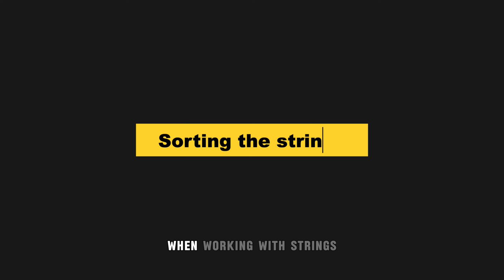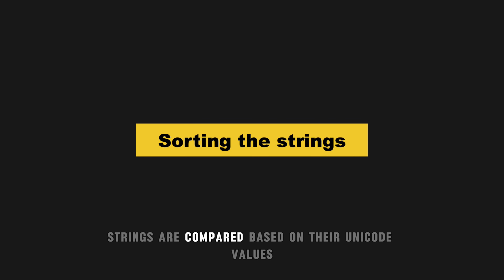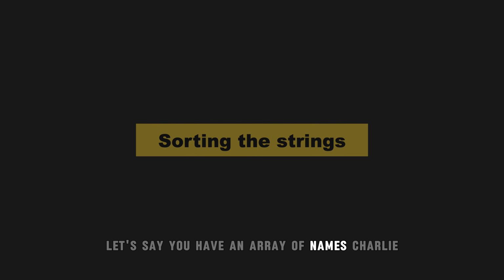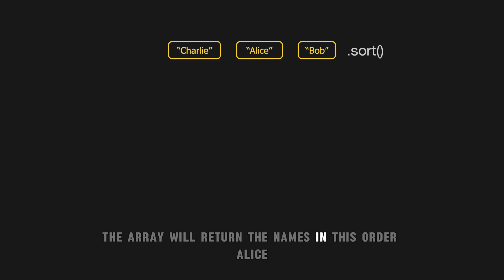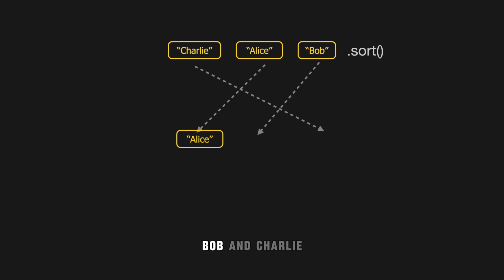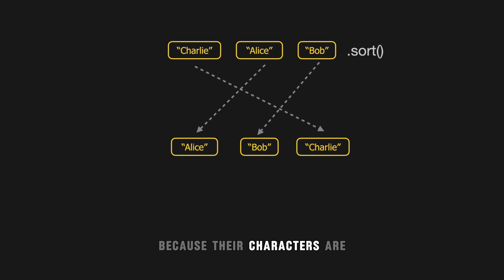Next, let's look at sorting strings. When working with strings, the default behavior of sort works just fine. This is because strings are compared based on their Unicode values. Let's say you have an array of names, Charlie, Alice, and Bob. The array will return the names in this order, Alice, Bob, and Charlie. The strings are sorted alphabetically because their characters are compared based on their Unicode values.